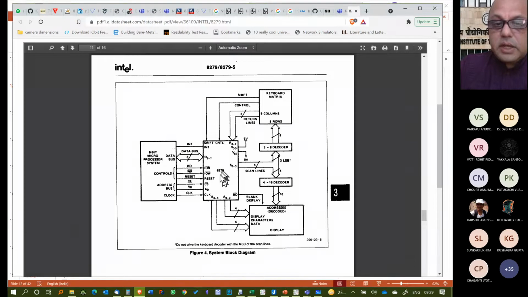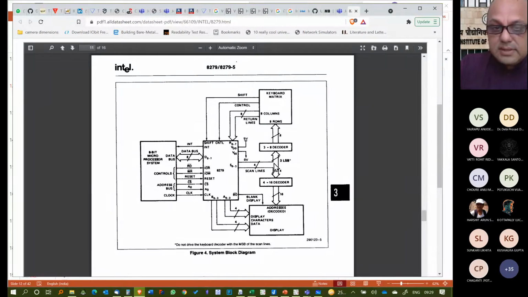So this 8279 is both handling this switch matrix with 9 pins like a phone keypad, and getting that into the processor. It is also taking things from the processor and displaying it out here. So it needs both things, right?